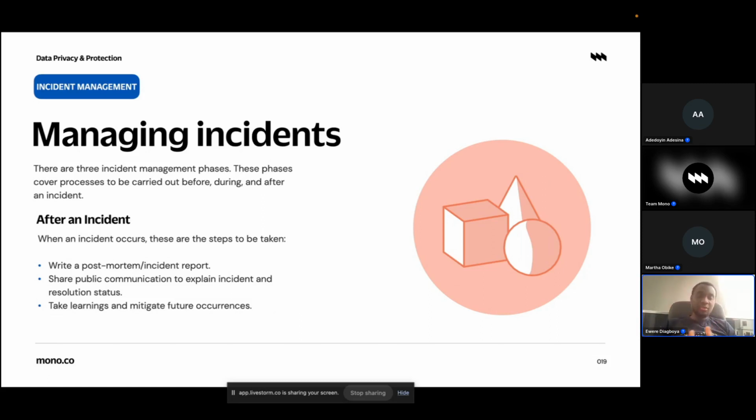Now, share public communication to explain incident and resolution status. Now, this also goes back to communicating with customers, partners, and users. Okay, the status of the incident has to be continuous. The communication has to be continuous until the incident is over. Even when the incident is over, you can also send a memo to your customers and to your users and say, you know what, this is what actually happened. This is what our engineers did. This is why it took us so much time.